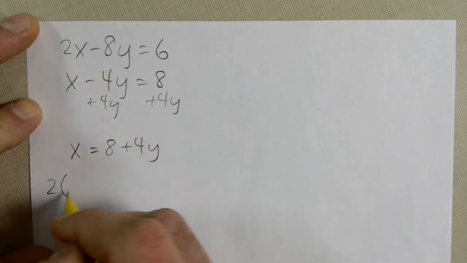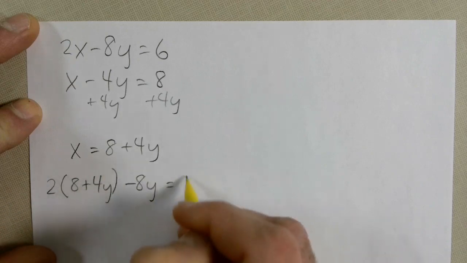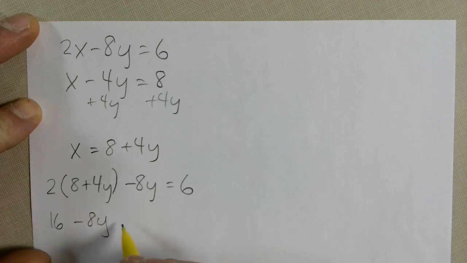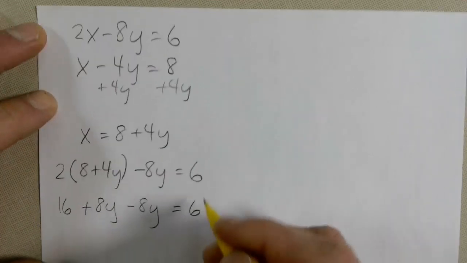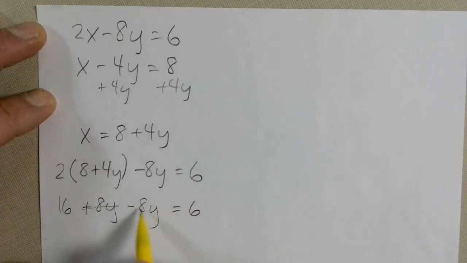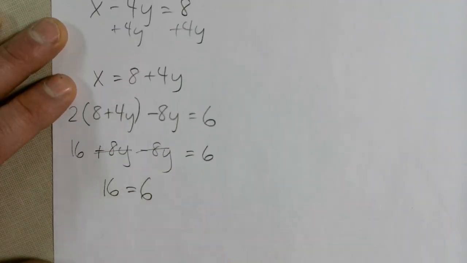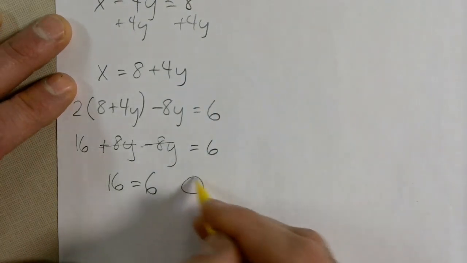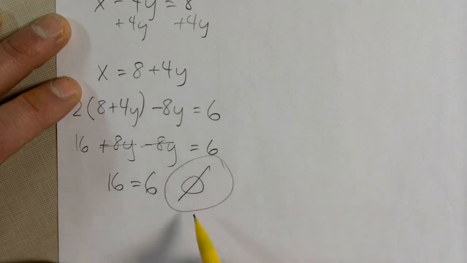I'm going to plug it into the first one. So 2 times (8 plus 4y) minus 8y equals 6. 16 plus 8y minus 8y equals 6. So then 8y and negative 8y, combining my like terms, equals 0, so I'm left with 16 equals 6. Wait a minute. This is not true. So there is no solution that will solve this.